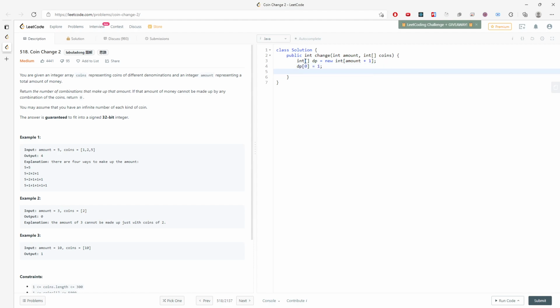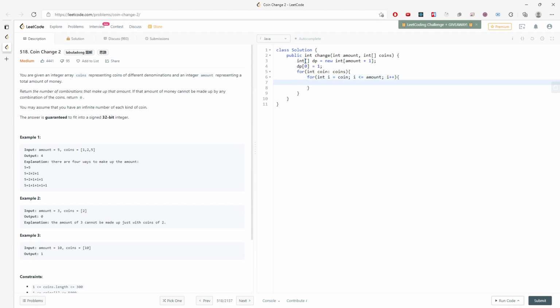And I'm going to traverse each coin in the coins array, and I have another for loop which traverses my DP. The DP loop goes from i equal to coin, to i less than or equal to amount, which is the length of the DP, and then i plus plus.